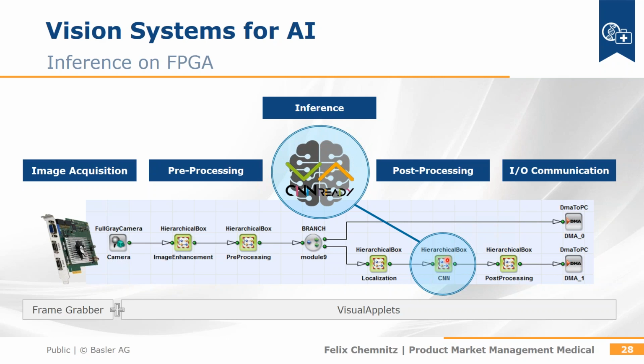In case you won't use Visual Applets as well as the CNN ready building block, it's quite a challenge to deploy inference to an FPGA, and you have to have deep FPGA knowledge, which is not given to everybody, and it's also hard to learn. So this makes it quite easy to use this FPGA together with an inference.